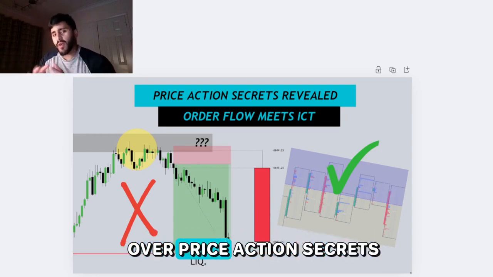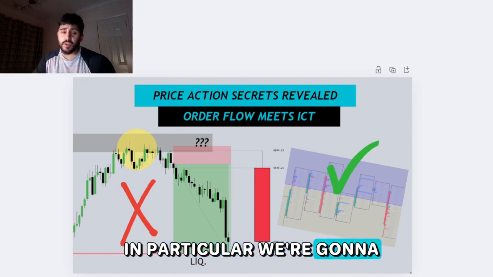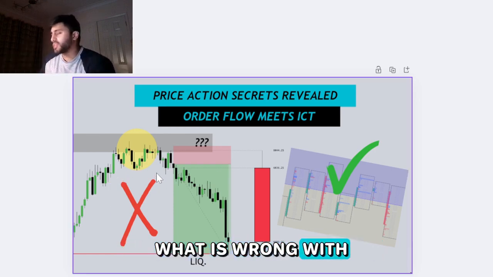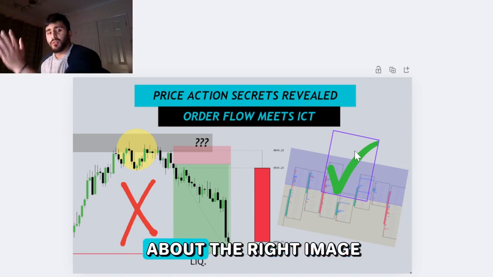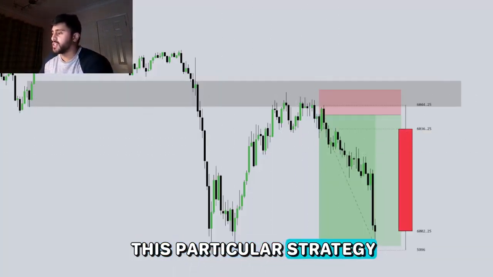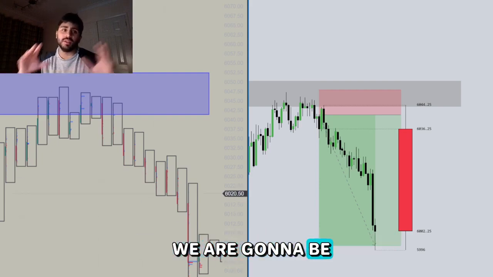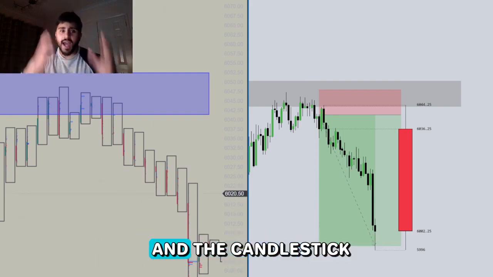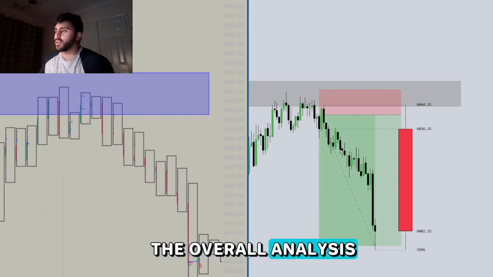We're going to be going over price action secrets. In particular, we're going to be going over what is wrong with the left image and what is right about the right image. Now, the truth is, when you are trading this particular strategy, it's important to understand that we are going to be using both the order flow and the candlestick chart to give us our overall analysis.